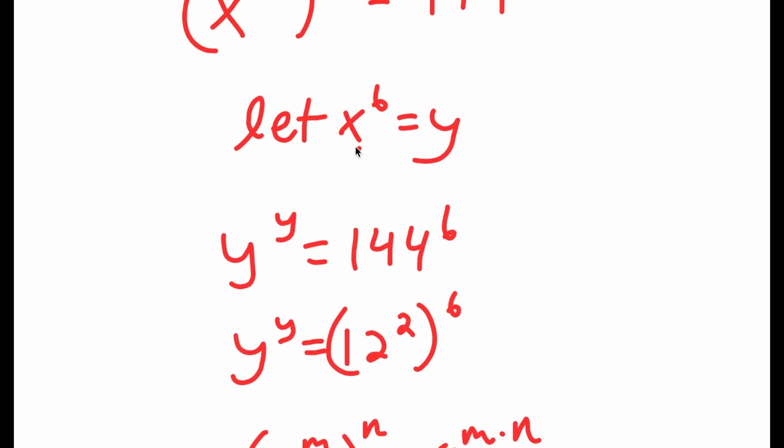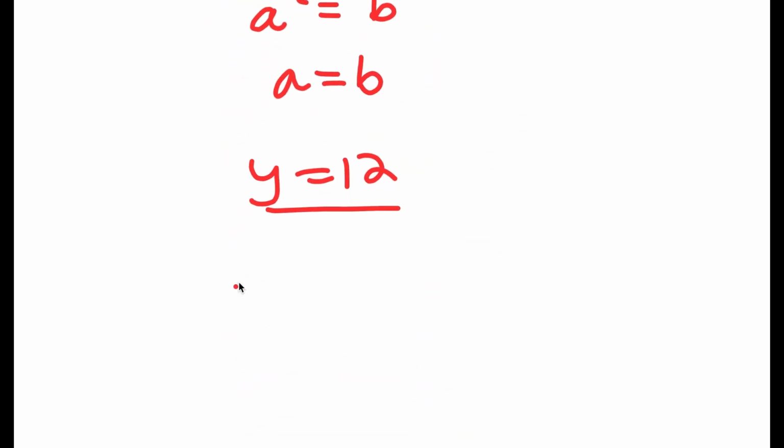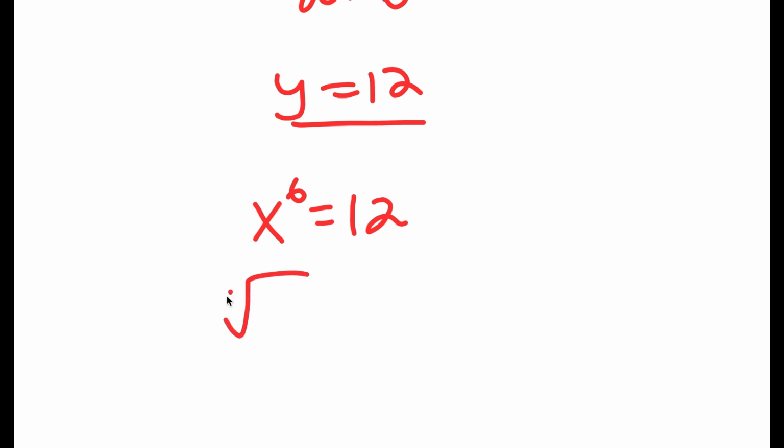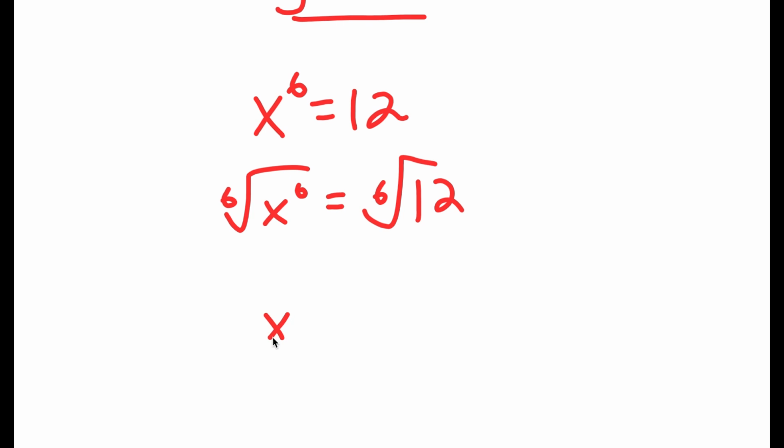Now remember how we let x to the power of 6 equal to y. So now I have x to the power of 6 equal to 12, and if I take the 6th root on both sides, I get x is equal to 6th root of 12.